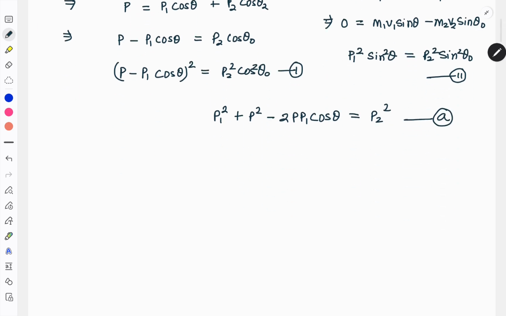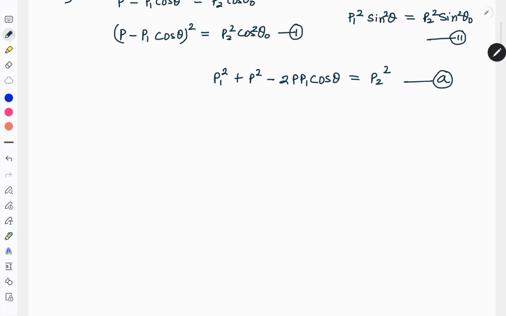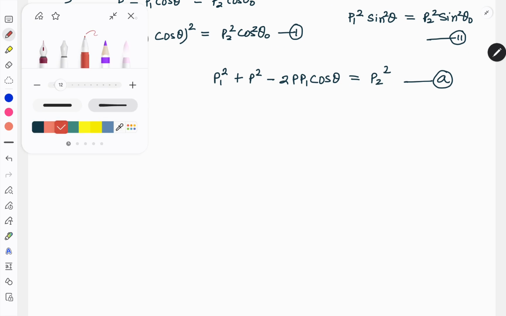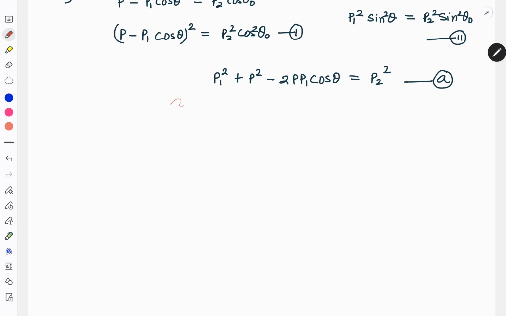Now let us write the kinetic energy expression, because in the problem it is stated that it is an elastic collision. So kinetic energy initial must be equal to kinetic energy final, and we will maintain this order where we are writing kinetic energy in terms of momentum.